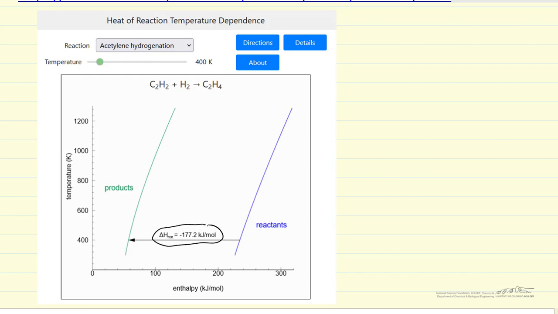So you'll notice we're plotting enthalpy on the x-axis and temperature on the y-axis. So enthalpy increases as temperature increases for both reactants and products. So the heat of reaction doesn't change dramatically with temperature. So let's look at the interactive simulation.